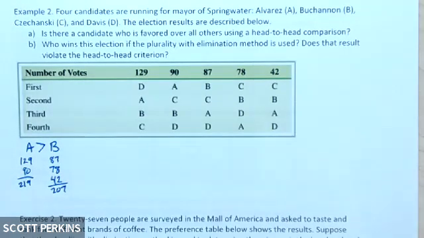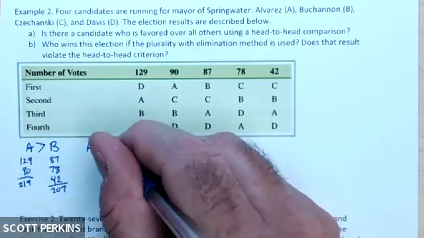Now, as you're doing this on your homework and you're wondering what to do next, remember, the head-to-head criterion only counts if somebody beats everybody head-to-head. So I no longer care about B because B lost. B can't win versus everybody, but A still has a chance to do it. So now I'm going to check A compared with C.